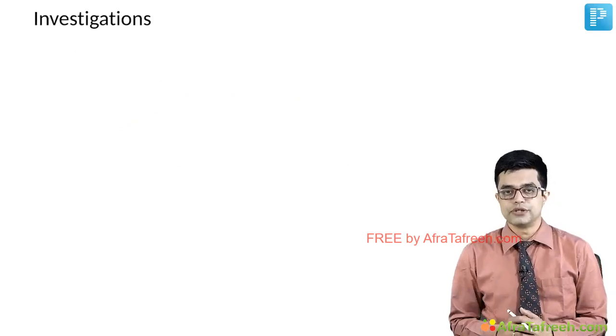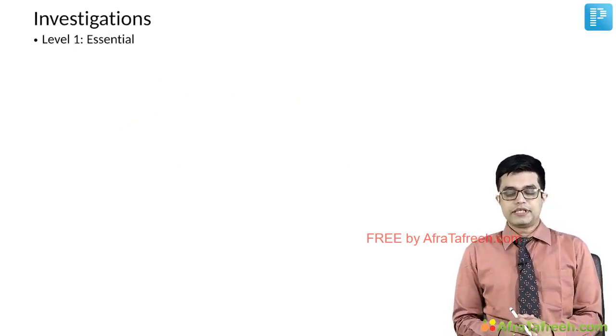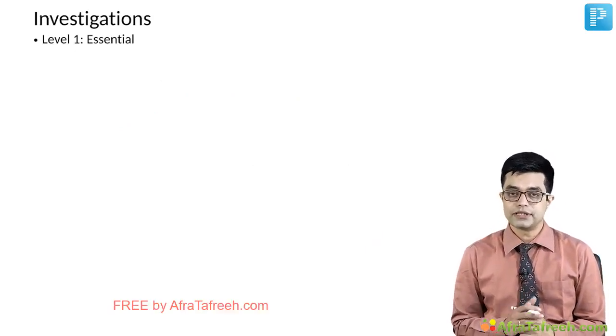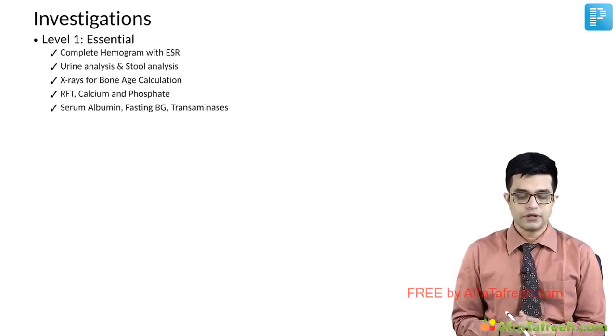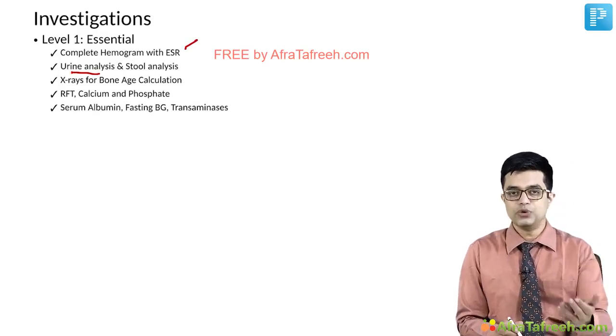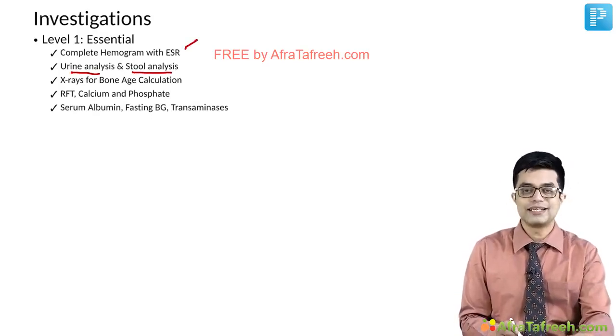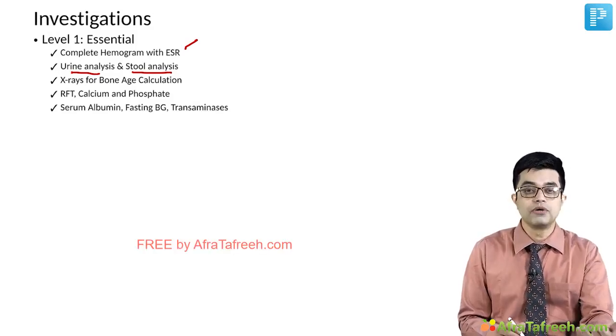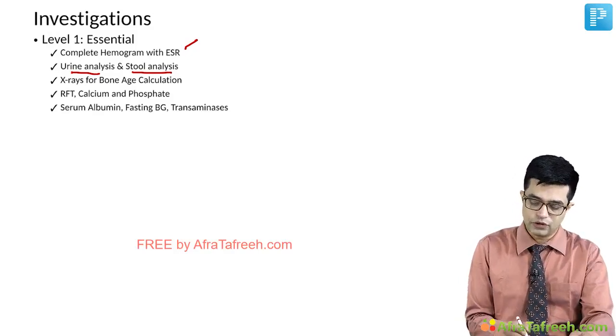Next we come to investigations. In investigations for short stature, the level 1 investigations are also called essential investigations. Any child with height below third centile or below -2 Z score has to undergo these investigations. So these include the following. First, you have complete hemogram with ESR, urine analysis to look for any underlying UTI or chronic kidney disease, stool analysis for any worm infestation, or stool for fat globules in case of malabsorption.